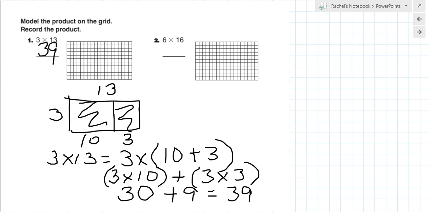Students could probably find out something like 3 times 13 pretty quickly with other strategies, but we want them to get familiar with what the distributive property looks like and how to break apart factors in ones, tens, hundreds as they move into greater numbers so that they can be more familiar and comfortable with these strategies.